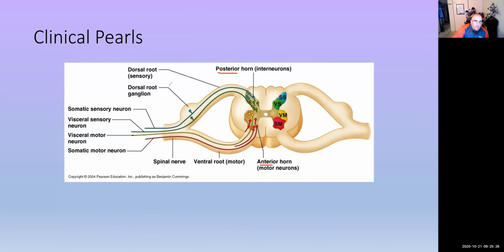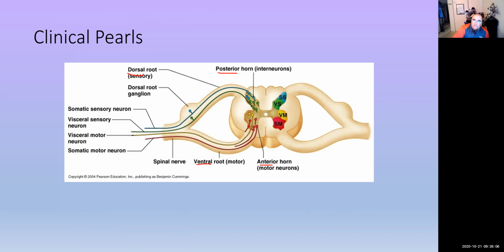Remember when you're looking at questions that posterior and dorsal are the same, and that anterior and ventral are the same. Don't let those catch you up. Posterior is primarily sensory nerves. Anterior is primarily motor. Now the motor neurons usually break up between the somatic neuron and the visceral neuron. You don't necessarily have to know that they separate out. That's not really as important as everything else.